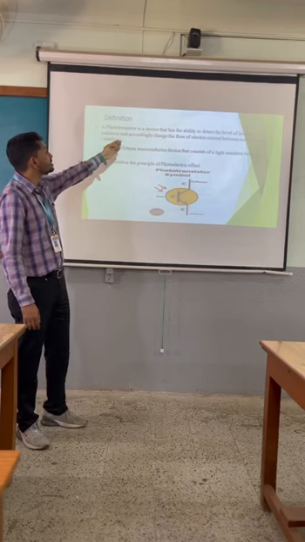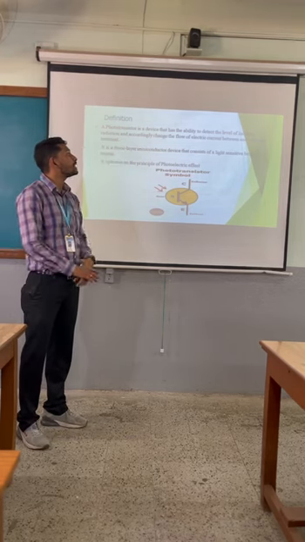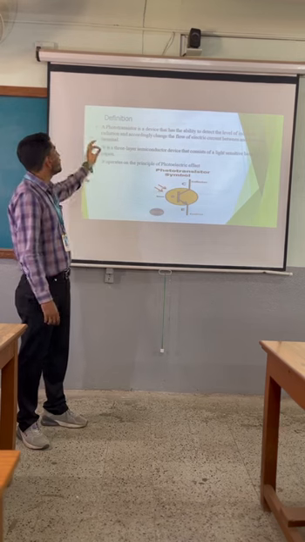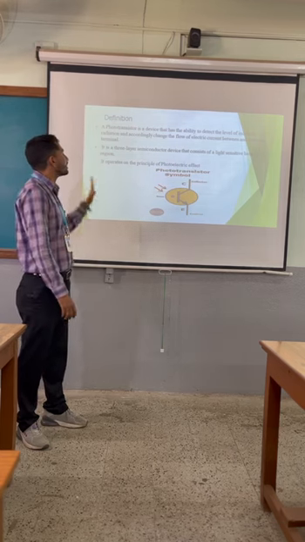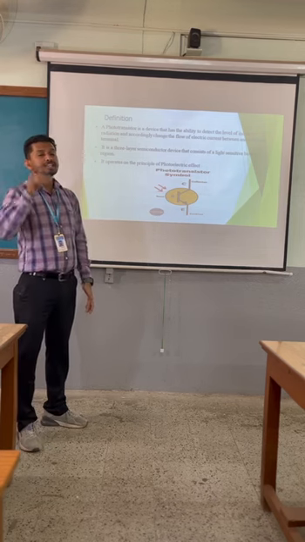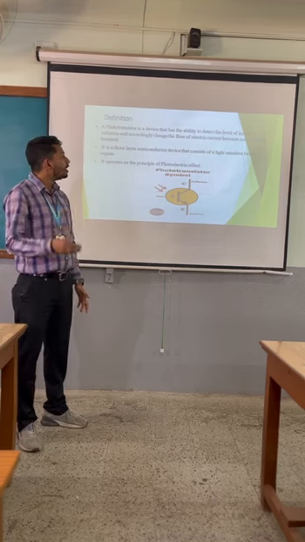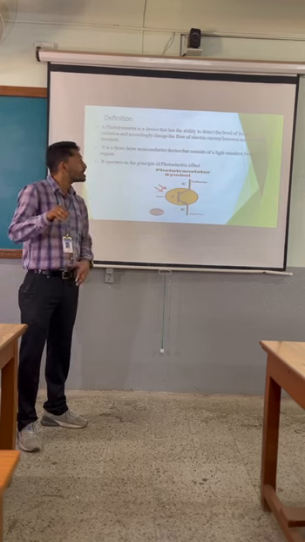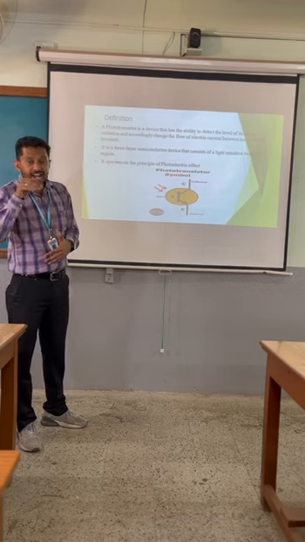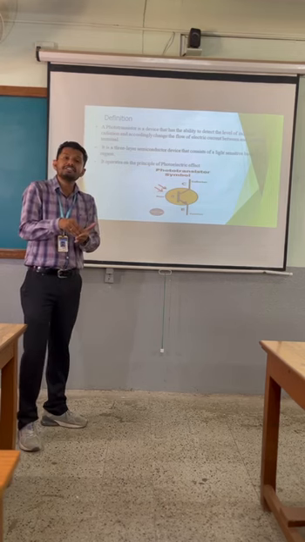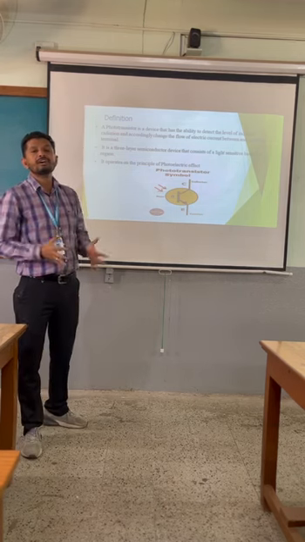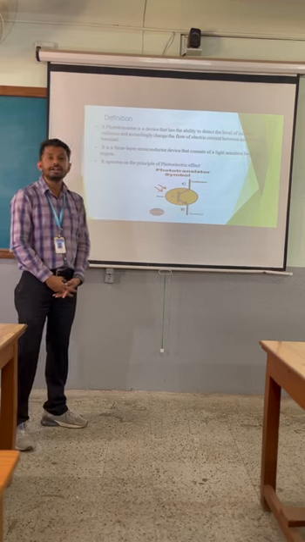A phototransistor is a device that has the ability to detect the level of incident radiation and accordingly change the flow of electric current between the collector terminals. Means when light is incident on the base, the collector current changes, and the current is removed in this direction by the emitter.